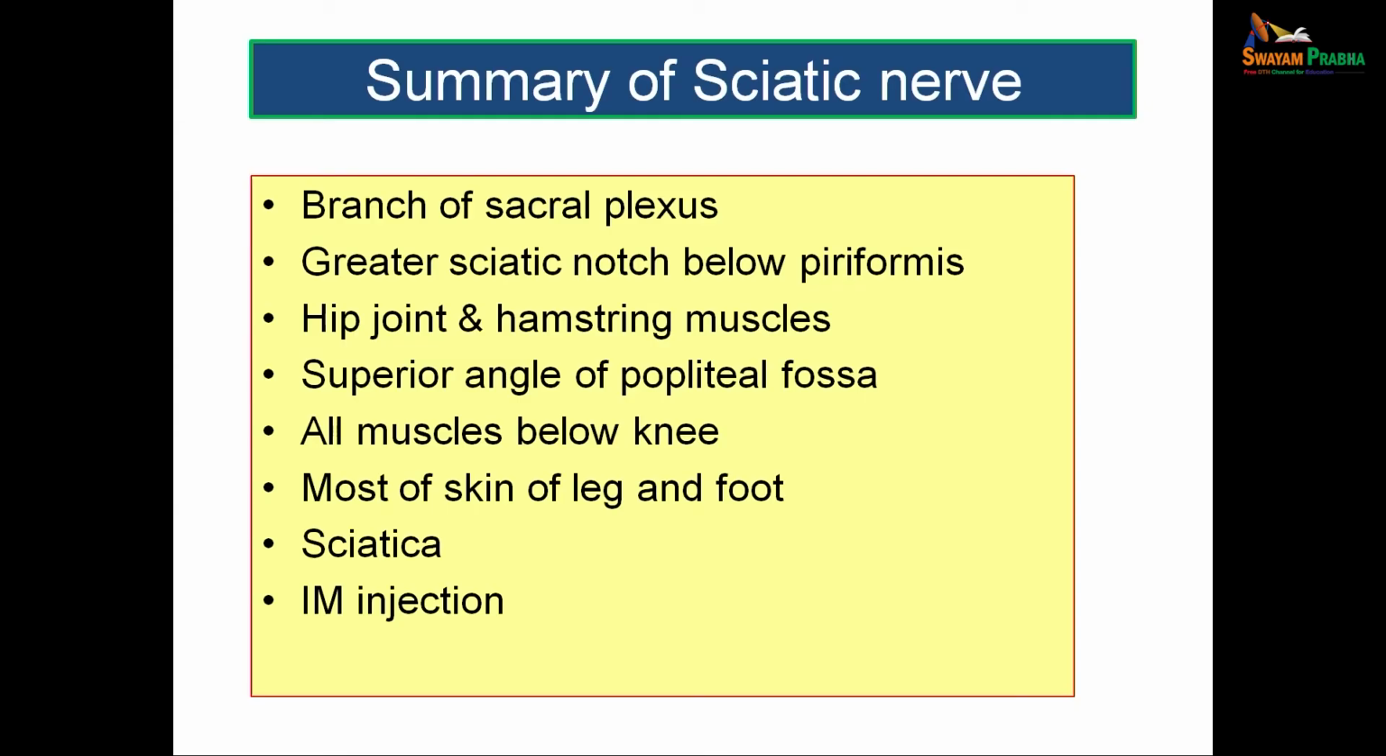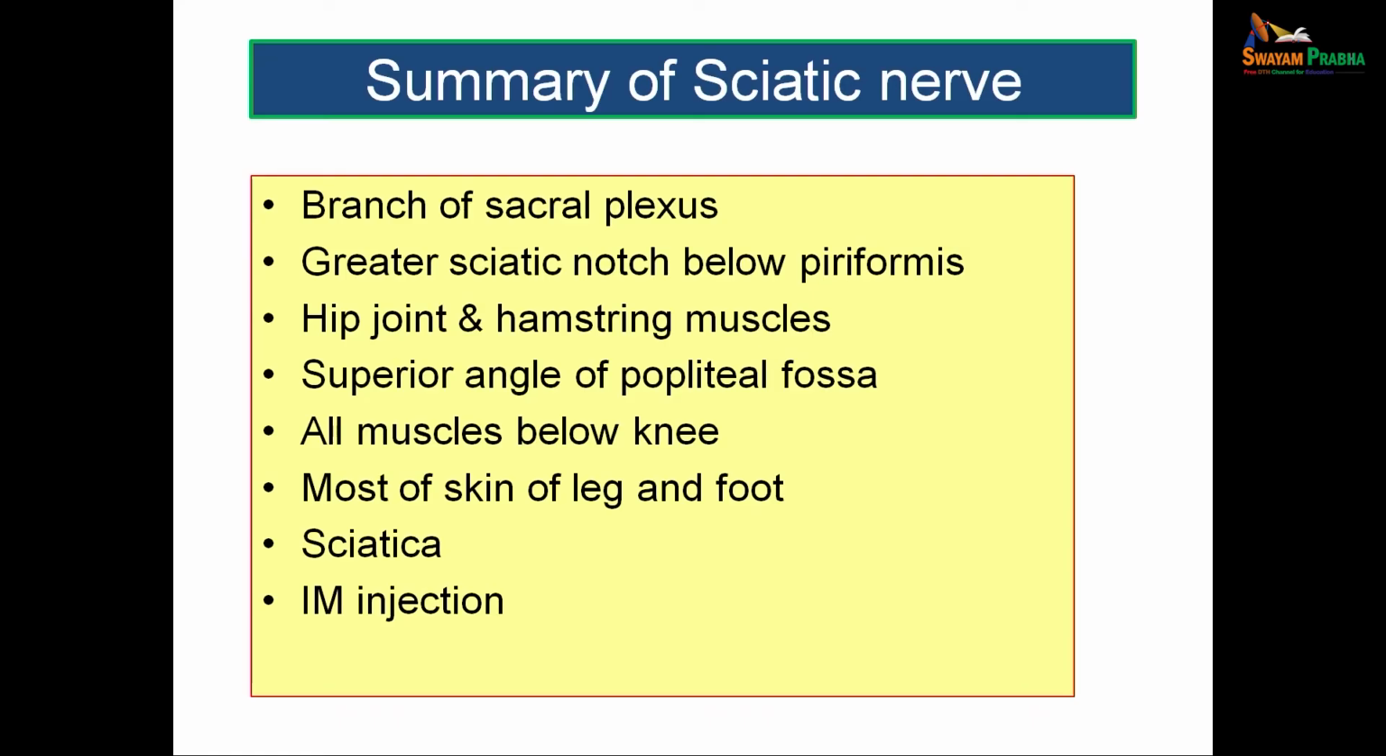Coming to the summary of the sciatic nerve, we looked at its origin: it is a branch of the sacral plexus, a terminal branch coming out through the greater sciatic notch below the piriformis. It supplies the hip joint and the hamstring group of muscles present on the back of the thigh, and terminates at the superior angle of the popliteal fossa. It supplies all muscles below the knee, and so if there is an injury to the sciatic nerve, all the muscles below the knee will be paralyzed.